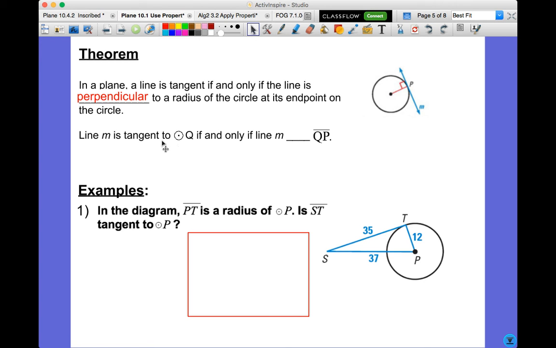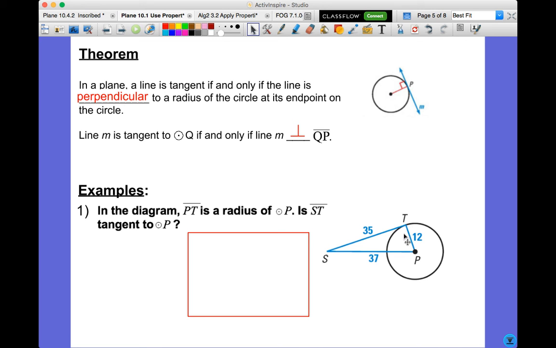So line M is tangent to circle Q if and only if line M is perpendicular to QP, line segment QP. Now let's take a look at this example that follows the theorem. In the diagram, line segment PT is a radius of circle P. Is line segment ST tangent to circle P? Well, what do we know? If we do have a tangent here at ST, then ST must be perpendicular to TP.